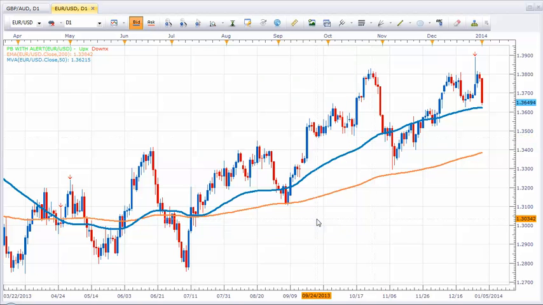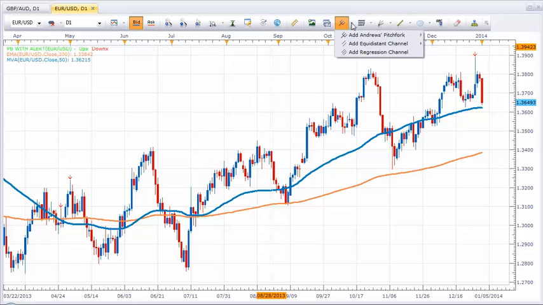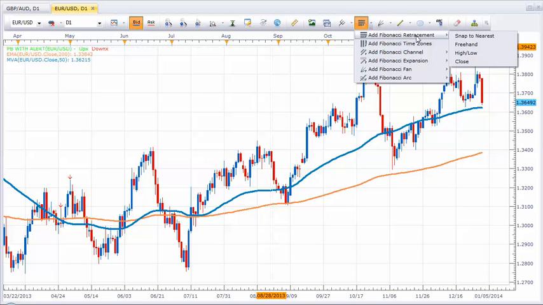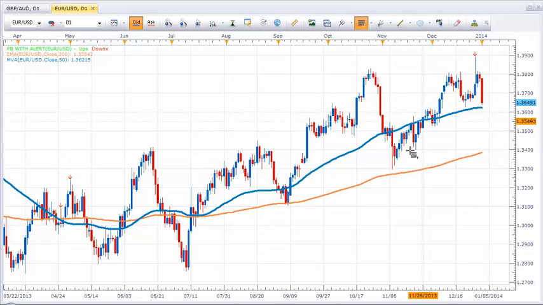Okay, so we are coming near the 50 SMA on the euro dollar after a big pullback here. Going to draw some Fibonacci retracement. I always go freehand. Start here.